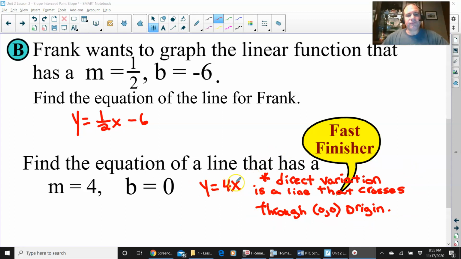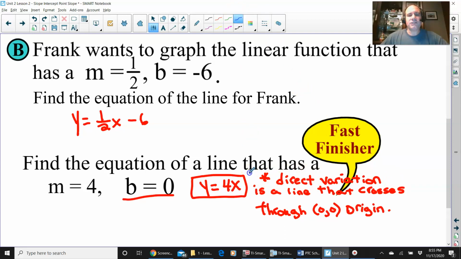So y equals 4x is the equation of this line. You notice that we're not putting the 0 plus 0 down. You don't need it. It's not necessary. When you see y equals 4x, you know it crosses through the origin, which is 0, 0. Since it crosses through the origin, it is called a direct variation. This is what you should have copied.